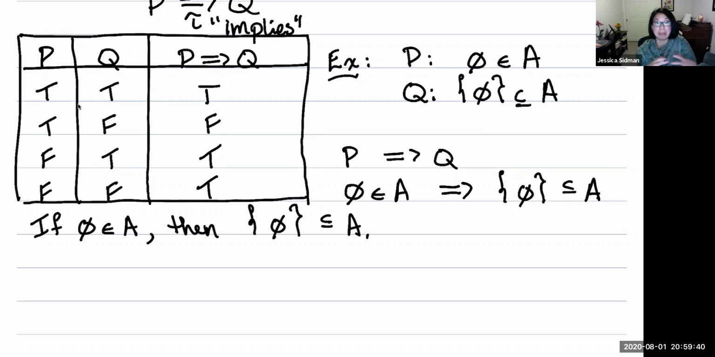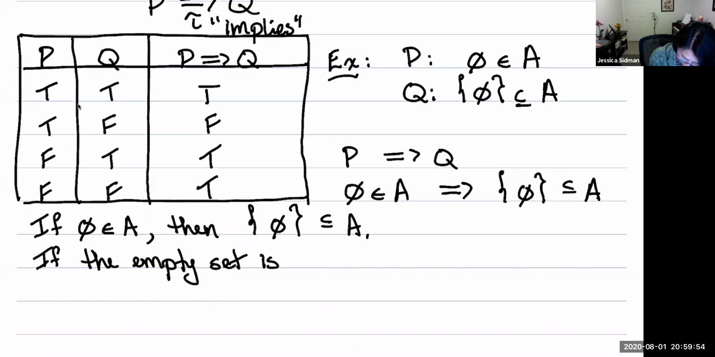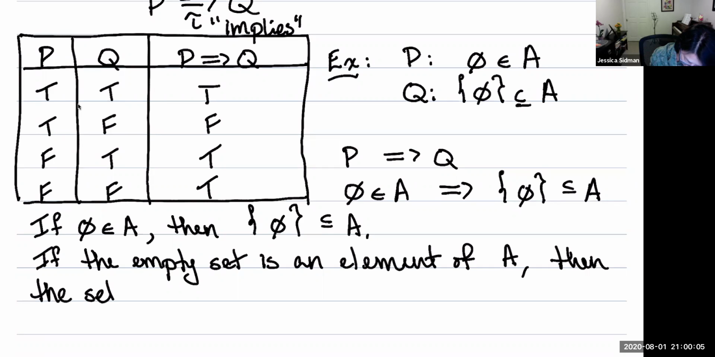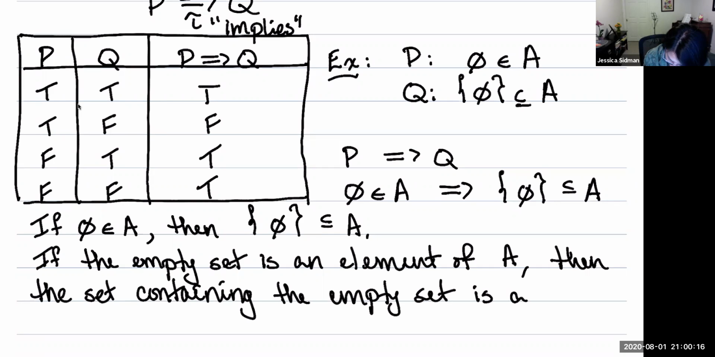I could even write it completely in words with no logical symbols at all: if the empty set is an element of A, then the set containing the empty set is a subset of A. Here are now several ways of writing the same thing, and I want to pause briefly and think about which one is best.